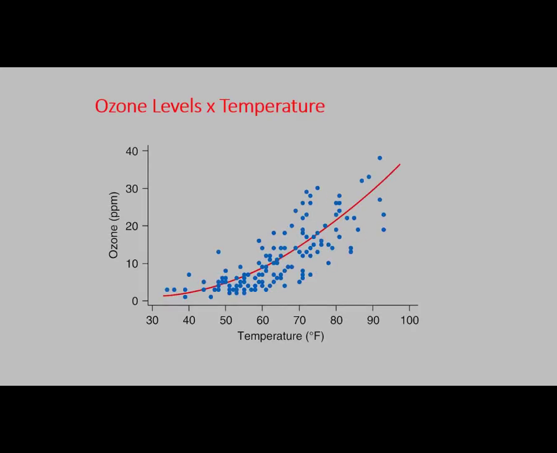This scatter plot shows a curvilinear relationship. As temperature goes up, the level of ozone in the atmosphere rises, but it rises at an increasing rate. The techniques we're going to learn here only apply to linear relationships. So if you run a plot and it looks like this, it's time to stop and select a different analytical strategy.